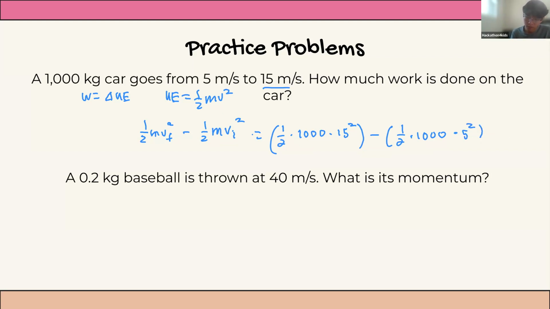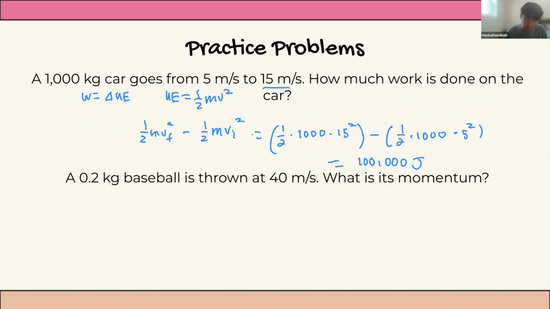You can put this into the calculator, but this will eventually equal, I'm pretty sure, 100,000 joules. Okay, yeah, this one, what we did is, it's just work, right? Changing kinetic energy. Kinetic energy is 1/2 mv squared, right? So we subtracted initial from our final because we were given both initial and final velocity, right?